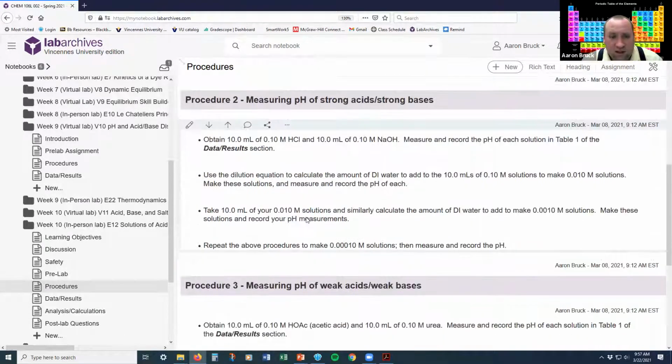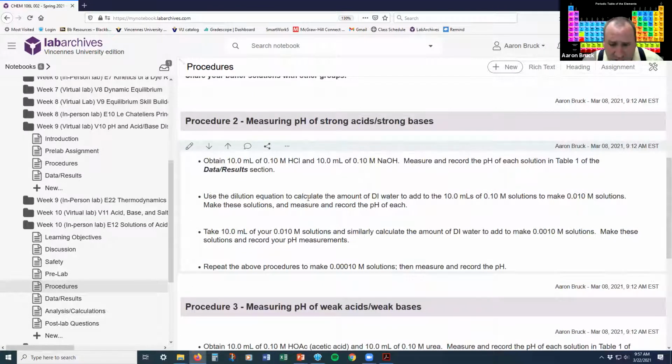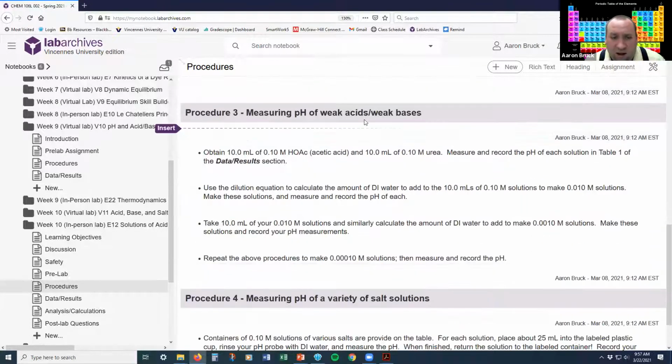In part 2, you and a partner will be working together to measure the pH of strong acids and strong bases. One of you will take the acid, one of you will take the base. You'll share your data to get the other that you did not take. Same thing for procedure 3. One of you will take the weak acid, one of you will take the weak base. The weak base that we are using here is urea. The weak acid that we are using is acetic acid.